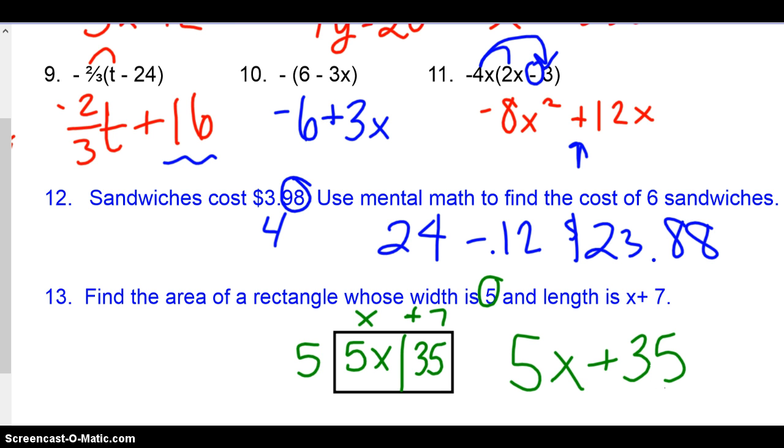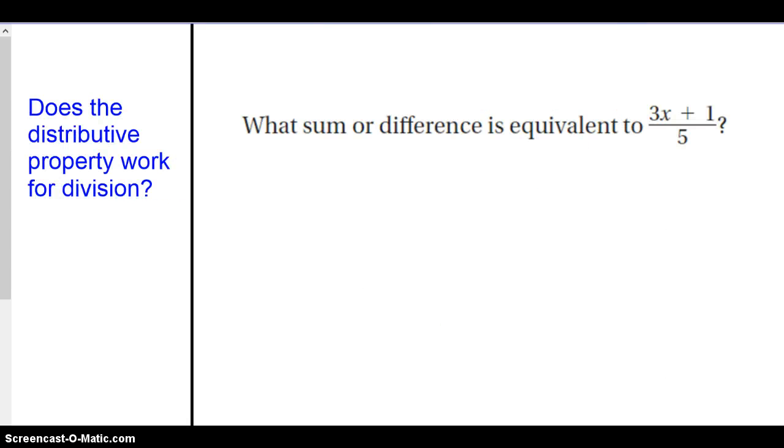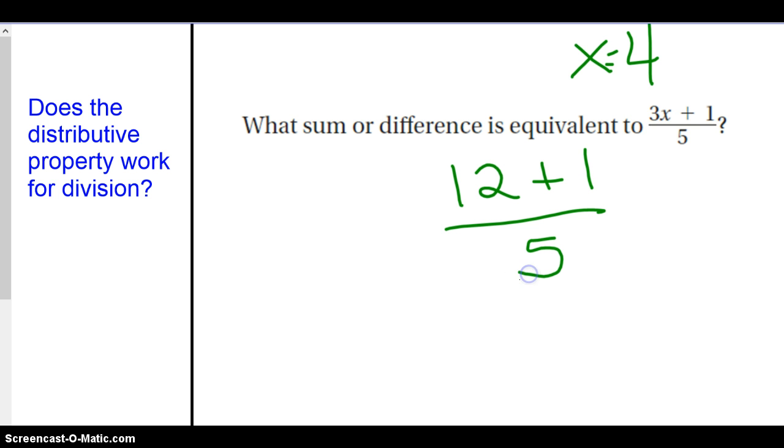All right, let's see. I would like to go back. Let's go to this slide. Does the distributive property work for division? Well, I don't know. Does it? Let's pretend that x is 4. And so 3 times 4 is 12 plus 1 over 5. Okay. Let's see, that's 13 over 5.